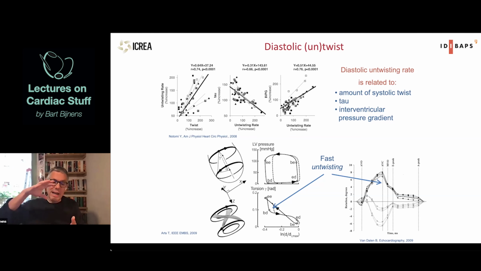Again, keep in mind that the amount of untwisting is related to the amount of initial twisting that you have. It's also related to the elasticity, because it's likely some kind of elastic recoil of the tissue that is doing this. And torsion is not always too easy to measure. So in reality, although there is some literature on this, it's not a clinical parameter that's being used. But it's important to keep that in mind.